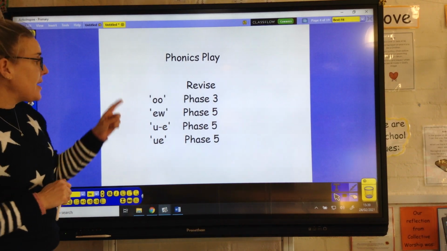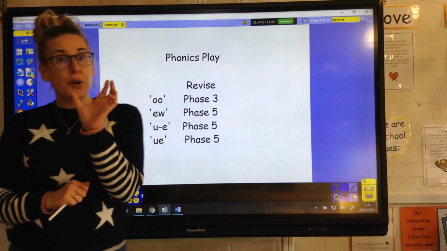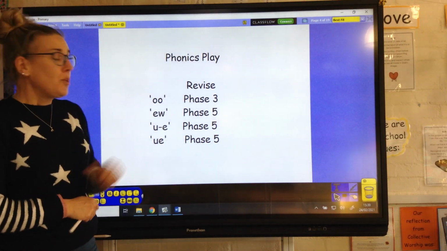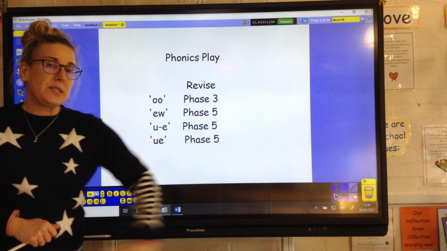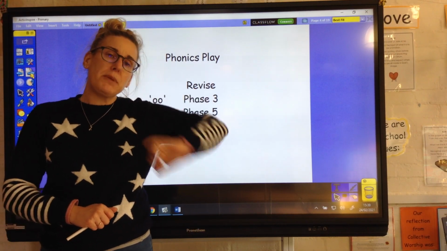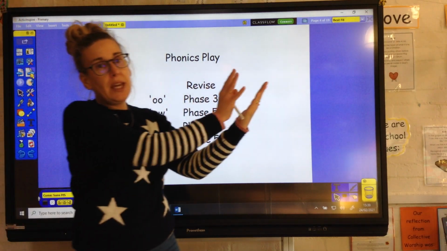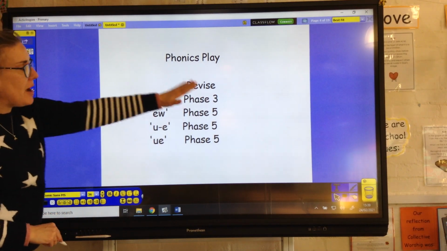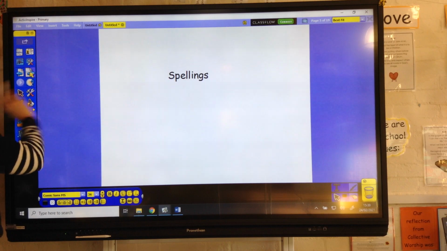Phonics Play, you can play a game, you can revise all of these sounds. So we've got the long U spelt with the double O together in the middle of words. We've got the EW that comes at the end of words. We've got the split vowel digraph that comes in the middle and at the end, we have to remember that E. And we've got the U and the E that are still stuck together that come at the end of words. So it tells you which phase they're in and you can play a game with those.